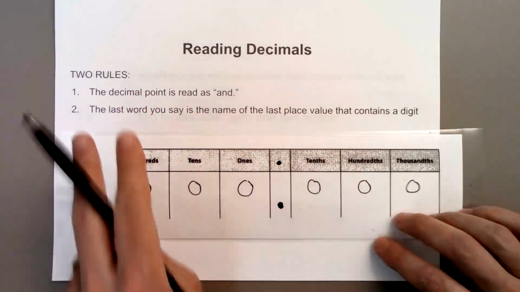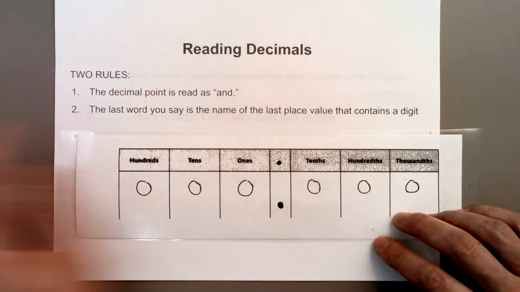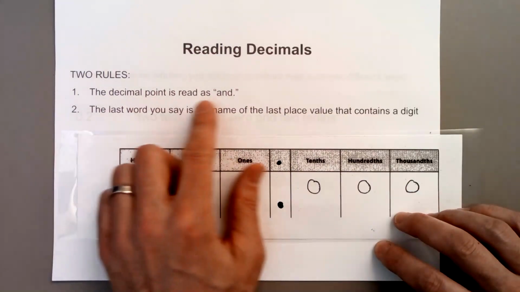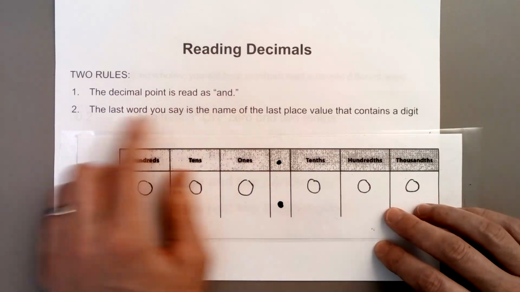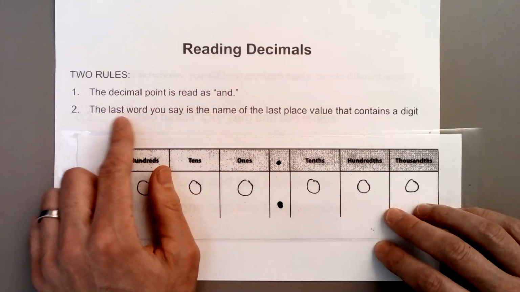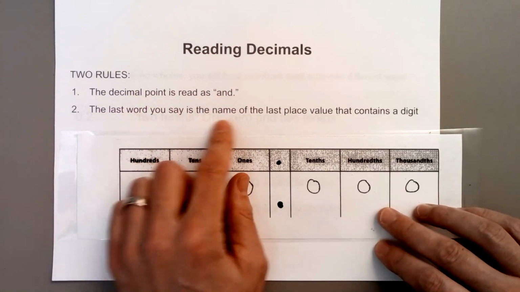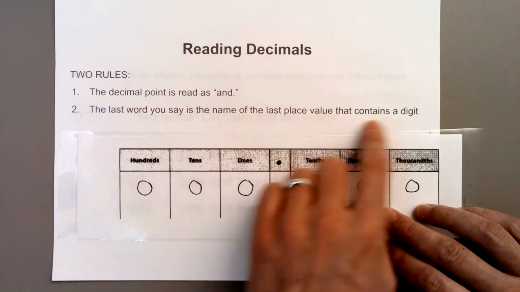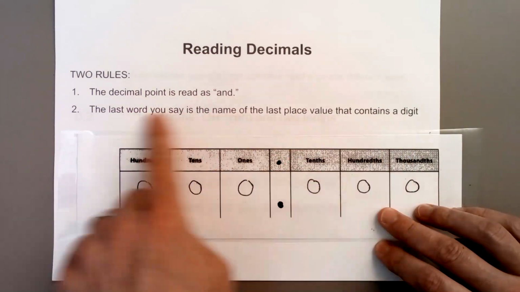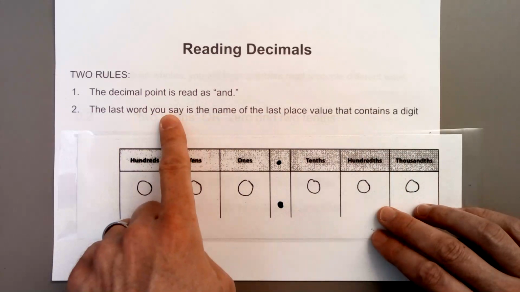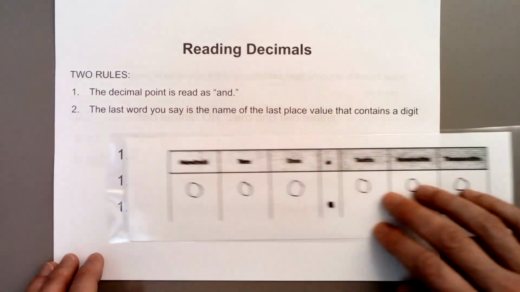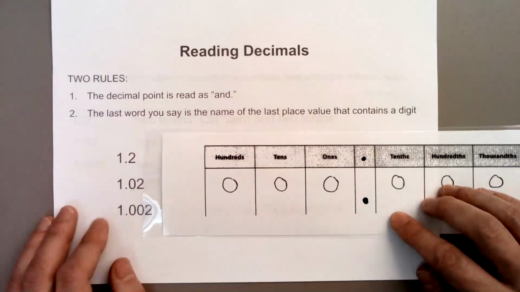And there are two rules for reading decimal numbers. The first is the decimal point is read as the word "and." And the second rule is the last word you say is the name of the last place value that contains a digit. Well, that's a lot of words. We're going to have to see that in action to understand that rule. So let's look at these as an example.